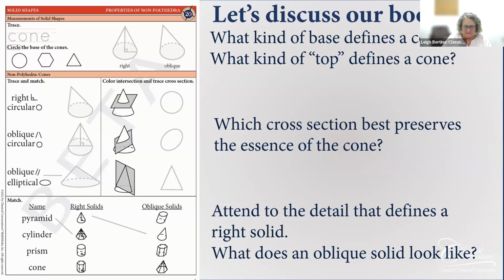All right, so take a look at the middle right, and they're talking about intersections. What the idea here is pointing towards is conic sections, and you don't necessarily need to know that. We're looking at intersections between a cone and a plane and different ways that it could intersect. And there's no right answer, so share whatever you think. But which cross section do you think best preserves the essence of the cone?